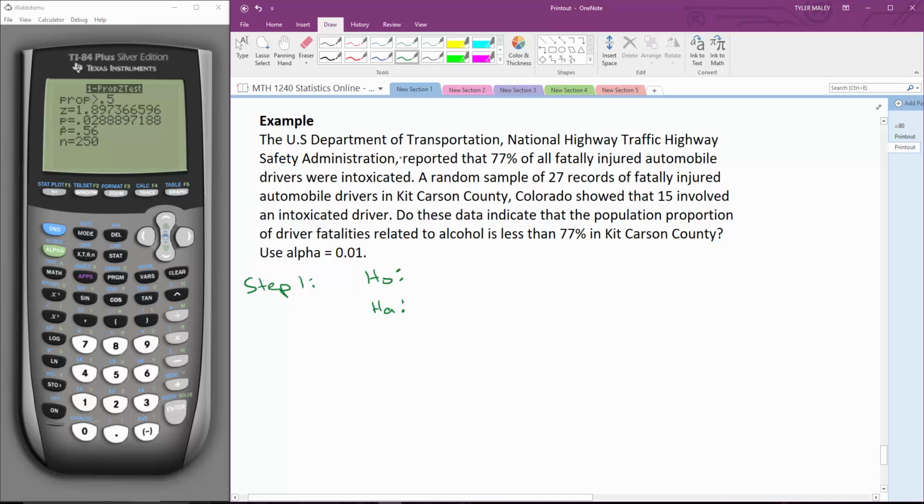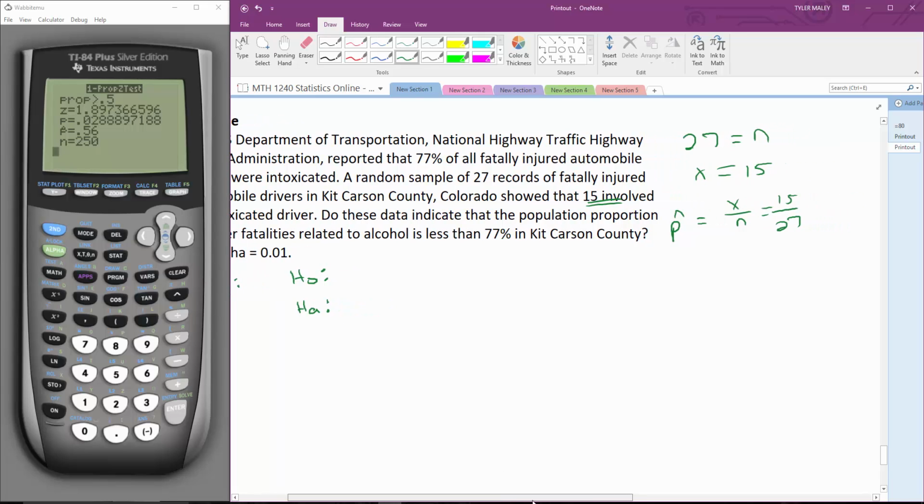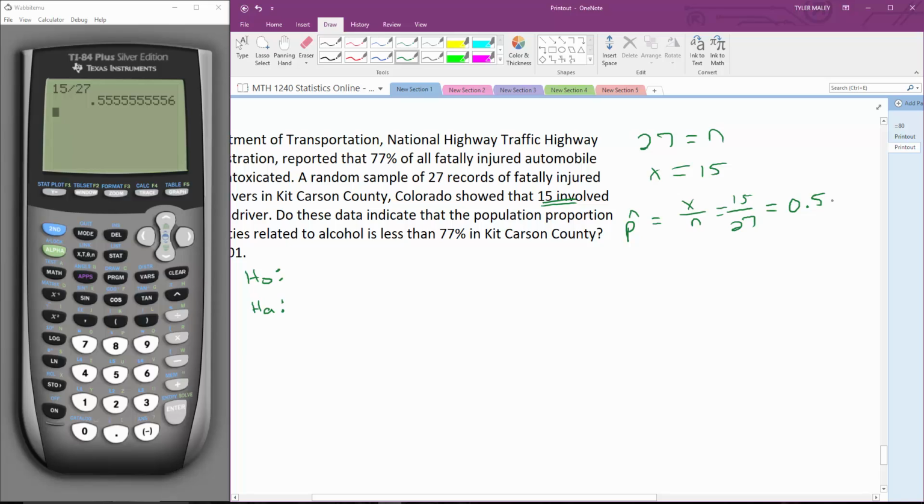In the example, we have a random sample of 27 records, right? So 27 would be equal to n, that's my sample size. X is equal to 15, those are the number of successes, 15 intoxicated drivers in an accident, right? So p hat is going to be equal to x over n, which is 15 over 27. So 15 divided by 27, we'll do 0.56.